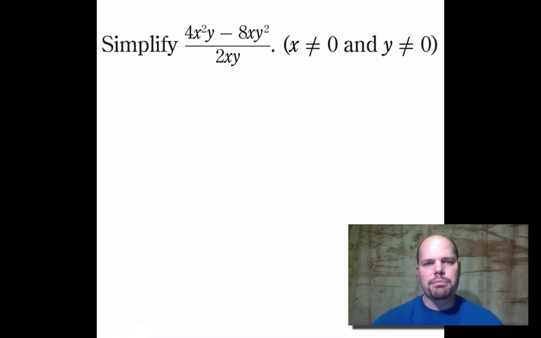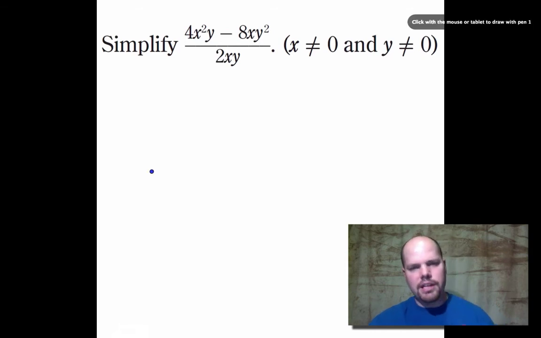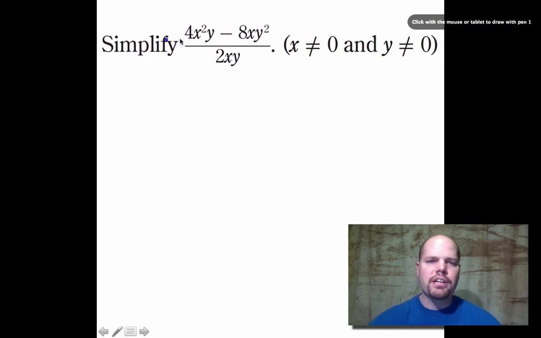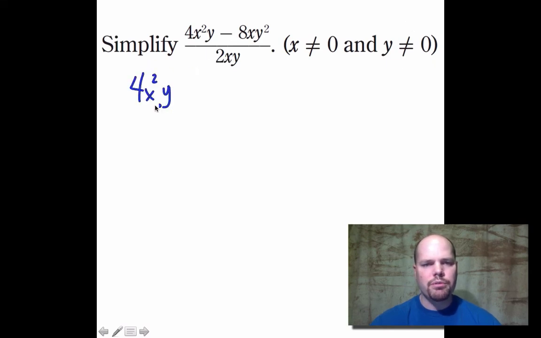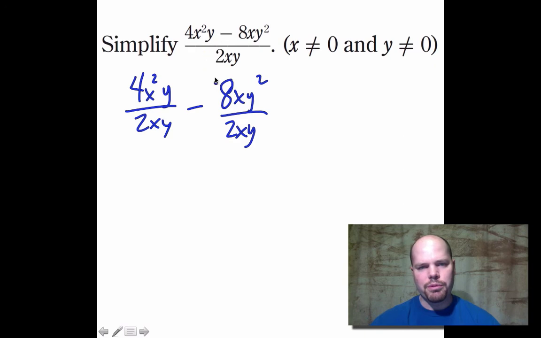All right, simplify. 4x squared y minus 8xy squared all over 2xy. So this is not necessarily a new problem for you, but it's kind of to show you the relationship. They're really dividing out a 2xy. We're taking out a common factor of 2xy, but we're also just taking 4x squared y divided by 2xy minus 8xy squared divided by 2xy. But this is no different than the factoring process. It's undoing a multiplication. So we're just dividing here.